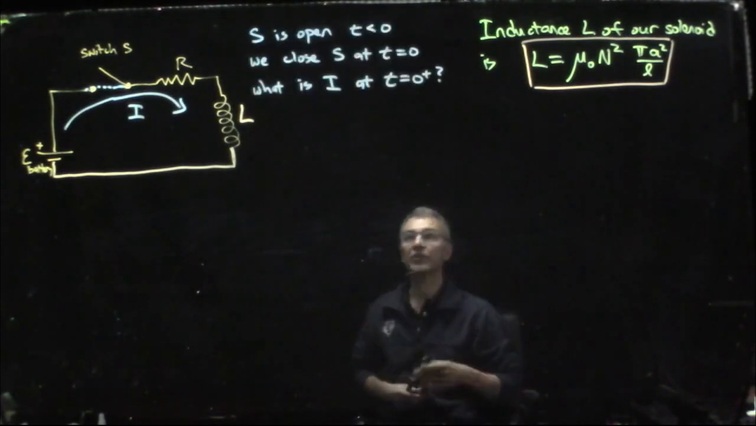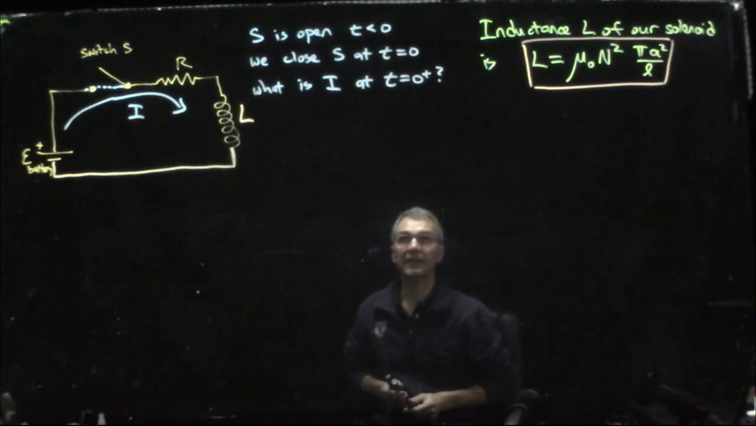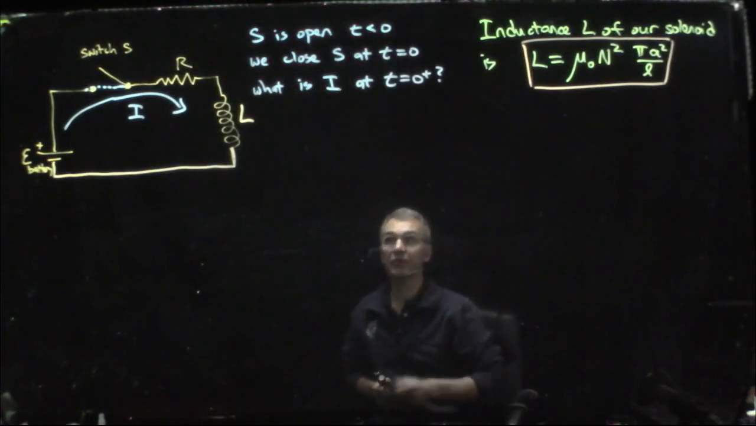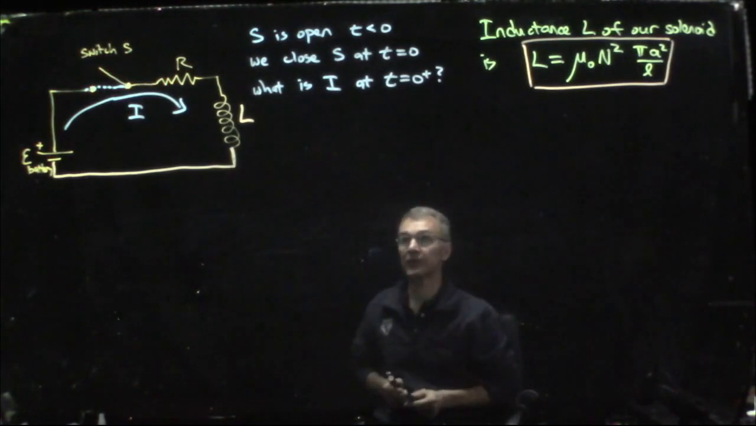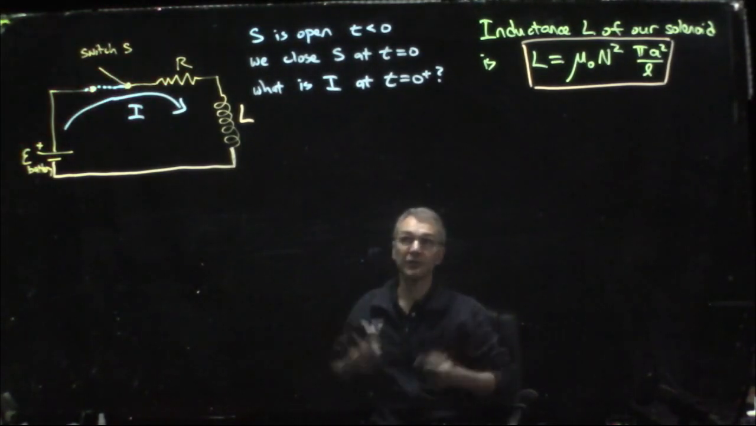Now the first question is, what is the current flowing through this circuit the instant immediately after we close the switch? So we know that before we close the switch, the current must have been 0 because no current can flow through an open switch. Then we close the switch at t equals 0. Now there's a trick with these inductor problems.